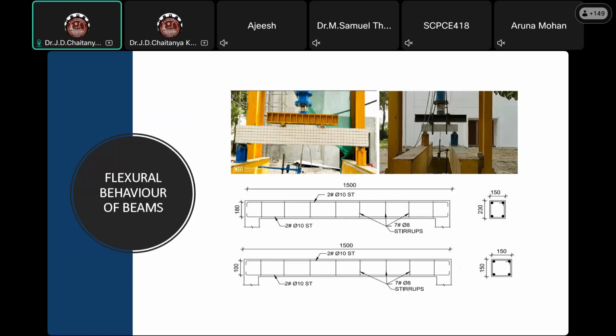Next, I went for two types of cross sections of the beam. The 1.5 meters span is kept constant.